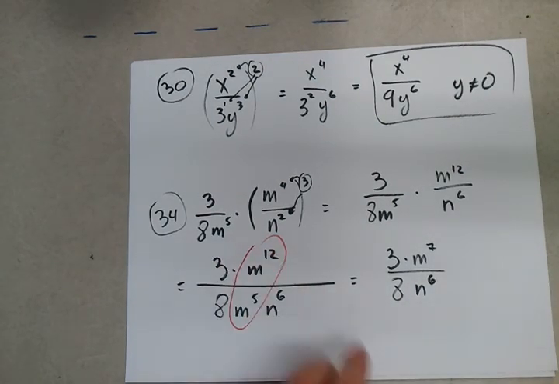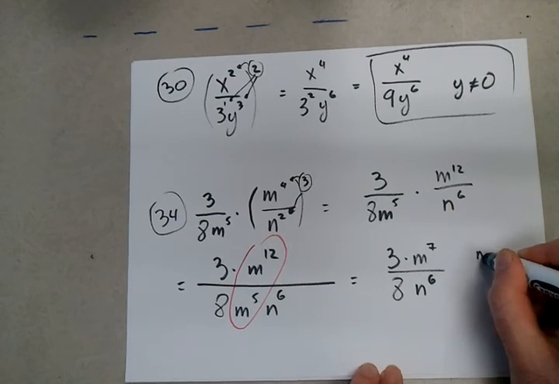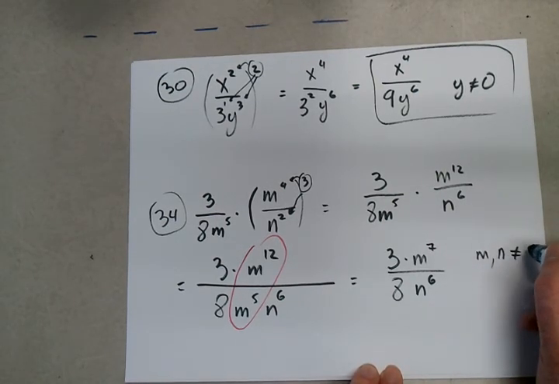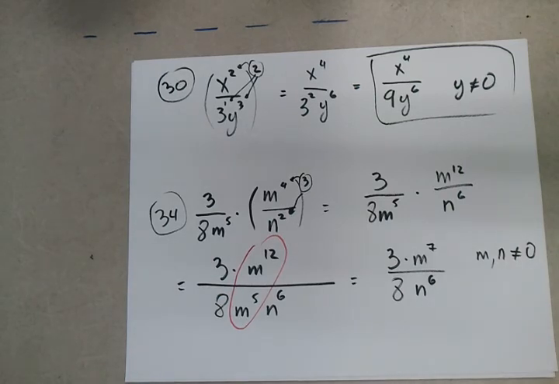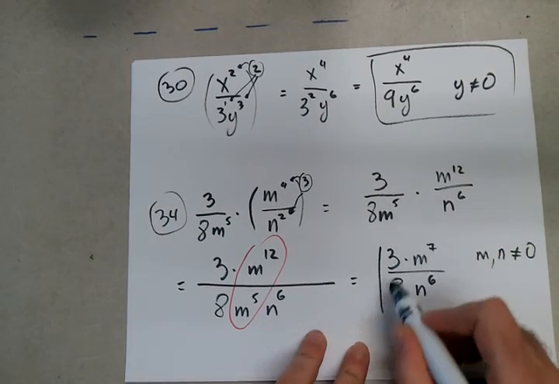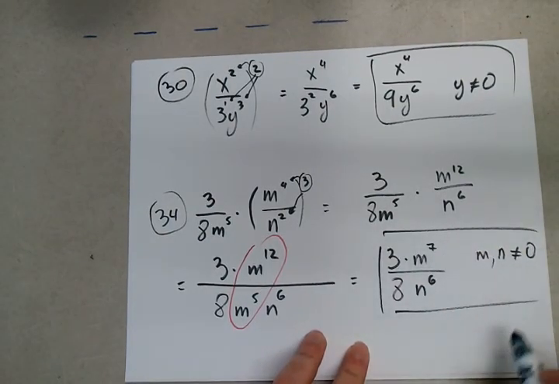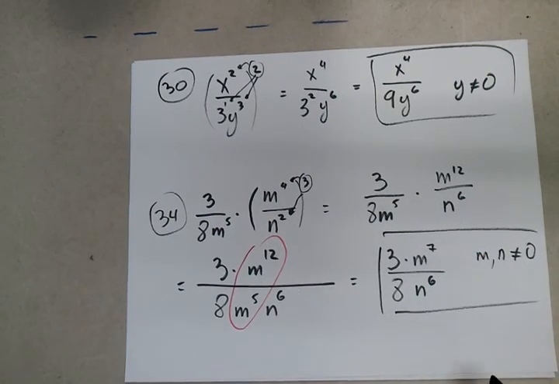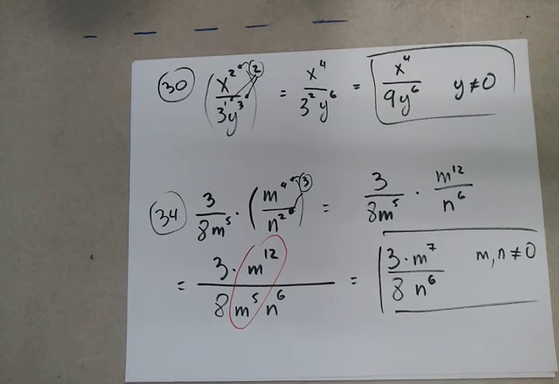And that's it. And you have to write down that neither m or n can equal 0. So m and n cannot equal 0 because they are variables found in our denominators. But that's your final answer. Can't simplify it any further. 3 over 8, that doesn't simplify. M and n, different bases. Can't do anything with the exponents there.